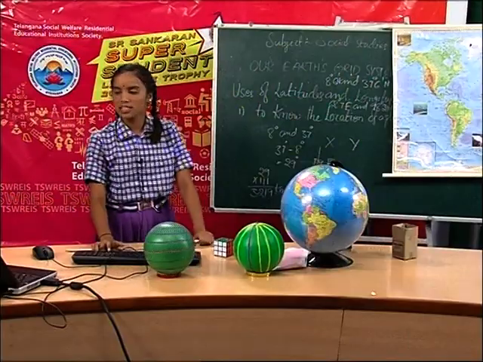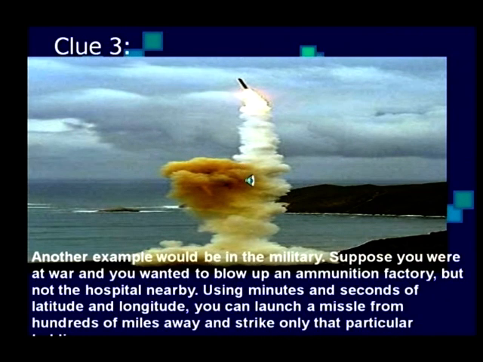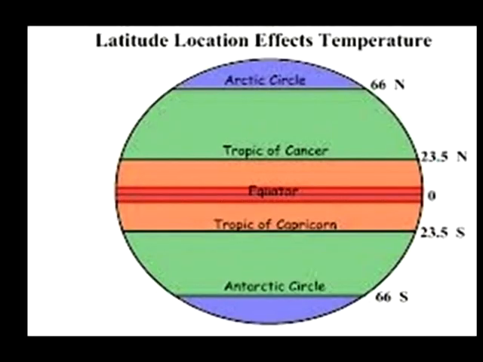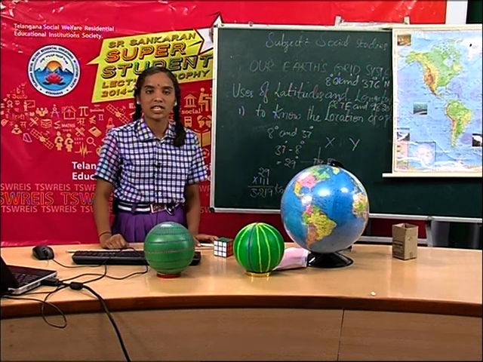Friends, this is the example. Here see, they are launching a missile to that particular place. This example would be in the military. And friends, now we have discussed about the uses. First one is to know the location of the places, and another use is to know the weather conditions.